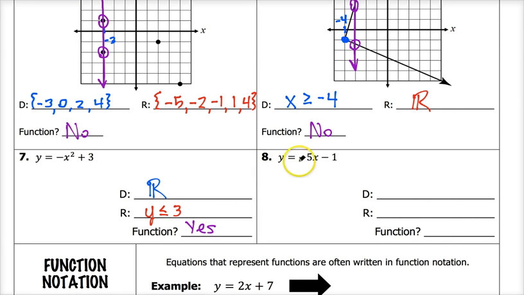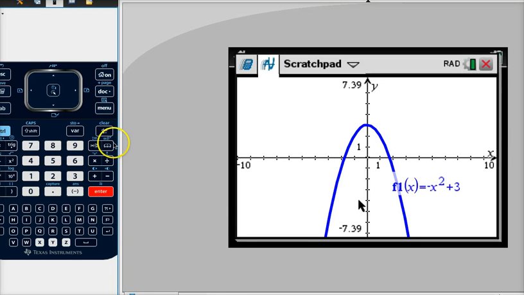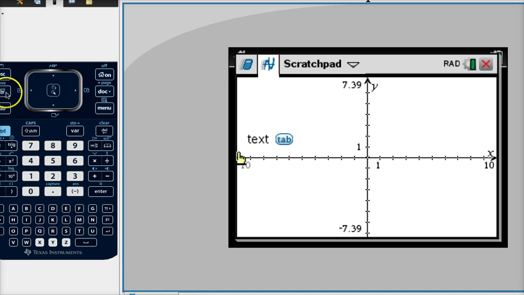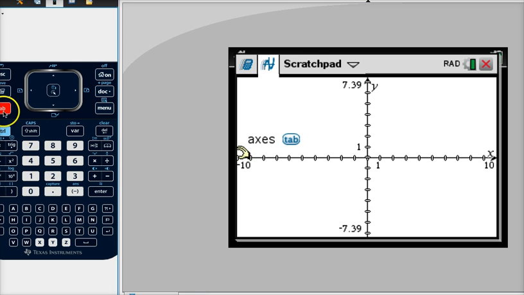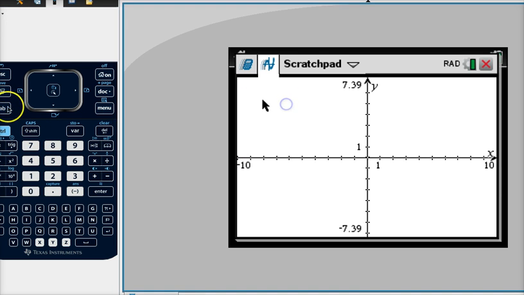Okay, number 8, y equals negative 5x minus 1. That's an example of a linear function, so we'll graph that as well on our calculator, just so we can see what the domain and the range would be by looking at the graph.